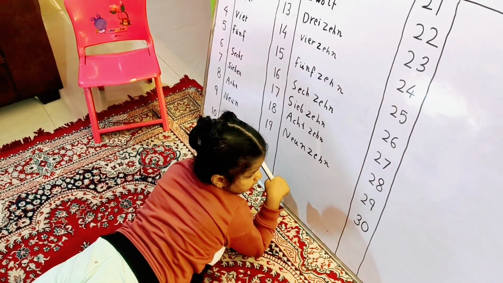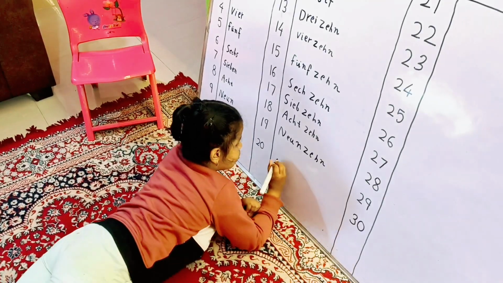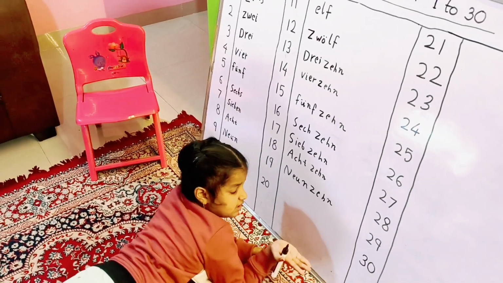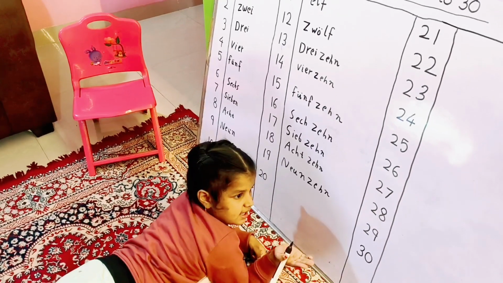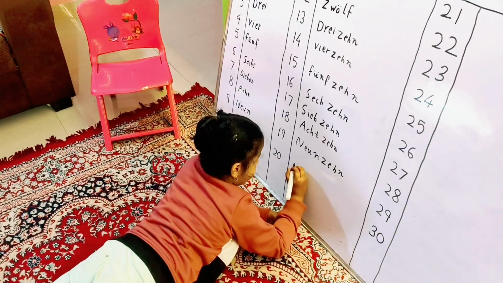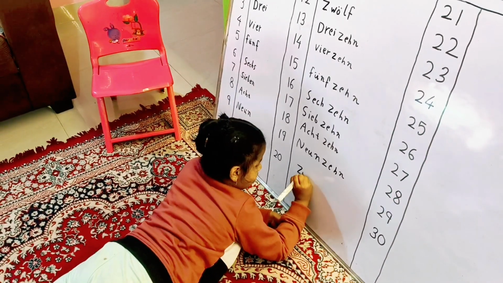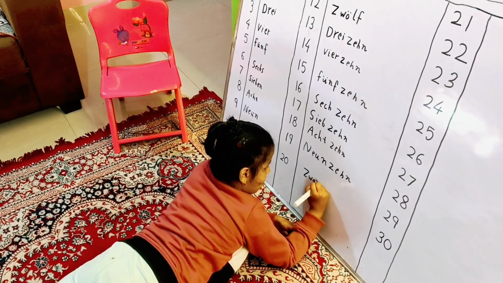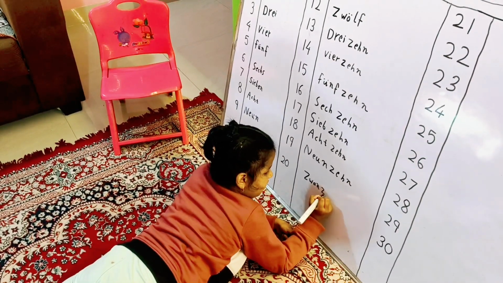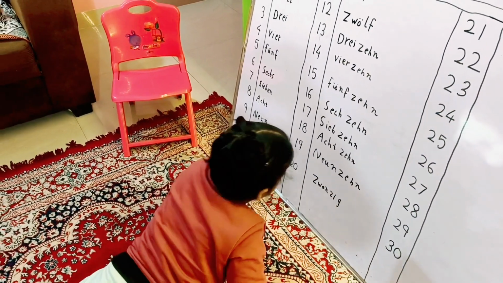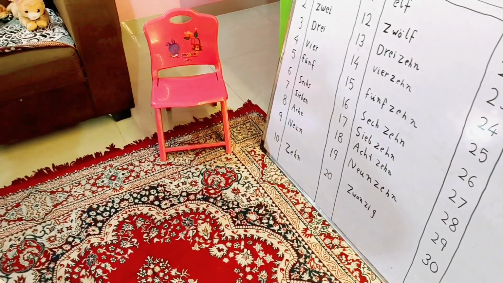Zwanzig. So it will be telling in German like this, zwanzig. Please write, Z-W-A-N-Z-I-G, zwanzig.